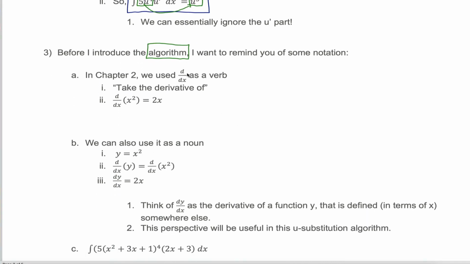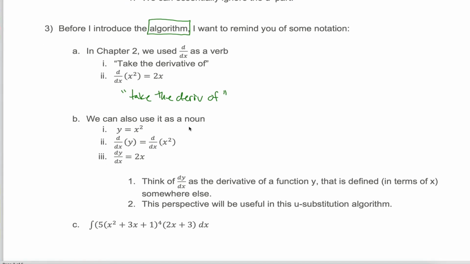So far we've been using this d over dx kind of as a verb, right? When I write d over dx x squared, this means take the derivative of whatever's in the parentheses, x squared. So if you take the derivative of x squared, you get 2x, loosely speaking. We've been thinking about this d over dx as kind of a verb. It's telling you what to do.